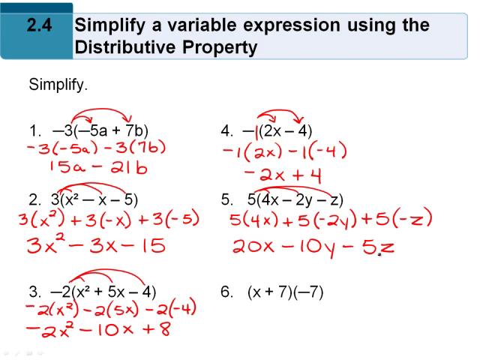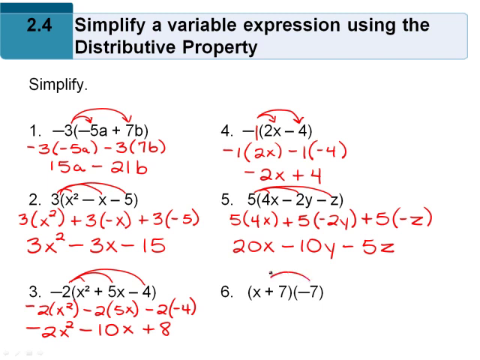Now look at number 6. What's different about this one, we have x plus 7 times negative 7, is that the term that you need to distribute is on the right-hand side. That bothers a lot of people. So it's a good thing we have these handy-dandy properties to help us out.